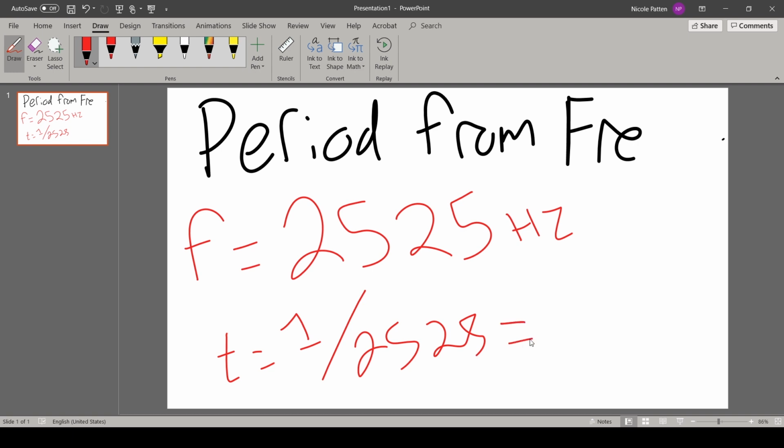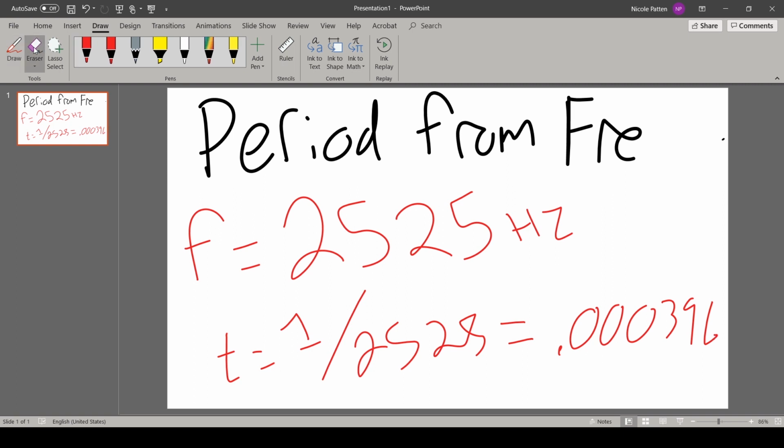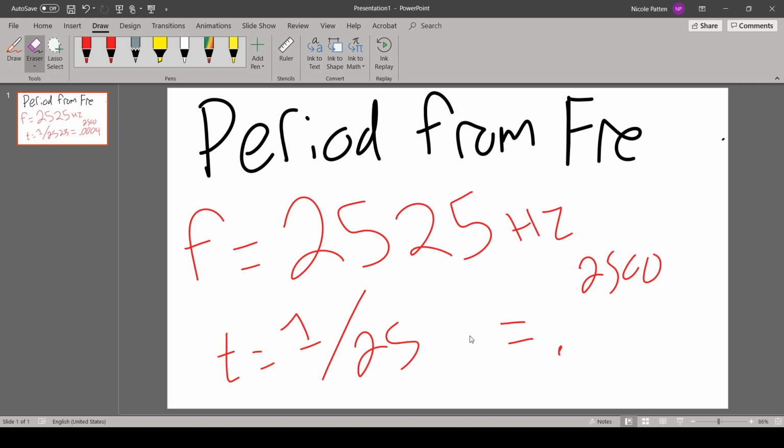25 is 0.0003996. So let's just round it to 0.0004. If you want to check that, just do 1 divided by 0.0004 and you get 2500. It's close. And rounding is totally acceptable. All right, that's it.